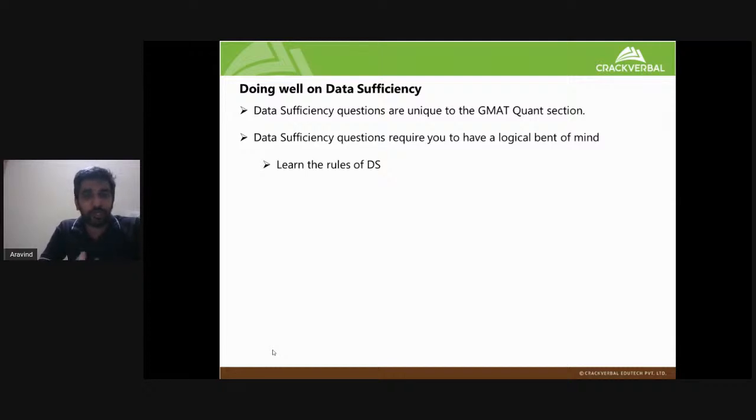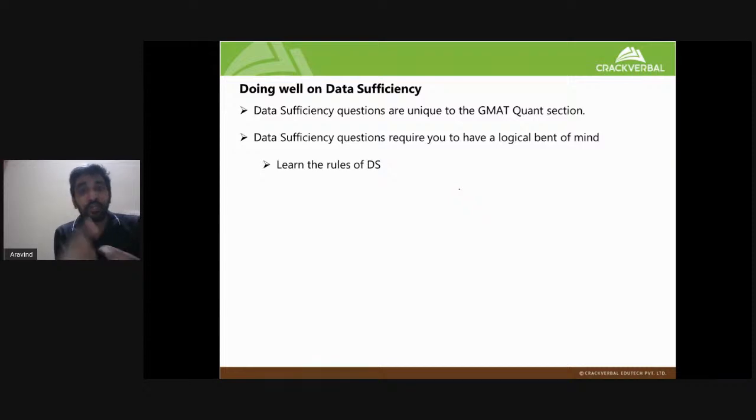The first thing you need to be clear about are the rules of DS. So the basic rules of DS say that you can't combine statements. You can't combine statement 1 with statement 2 or statement 2 with statement 1 unless you know that both are insufficient. Not a lot of people remember this, especially at the start.